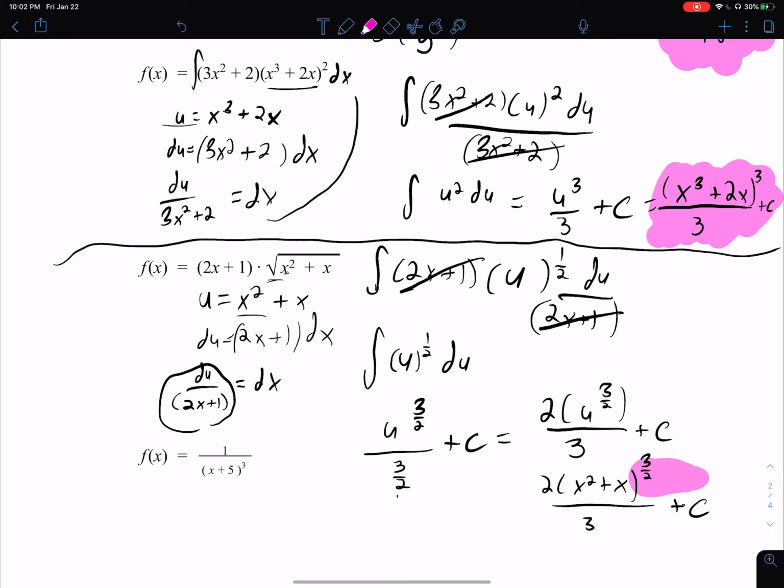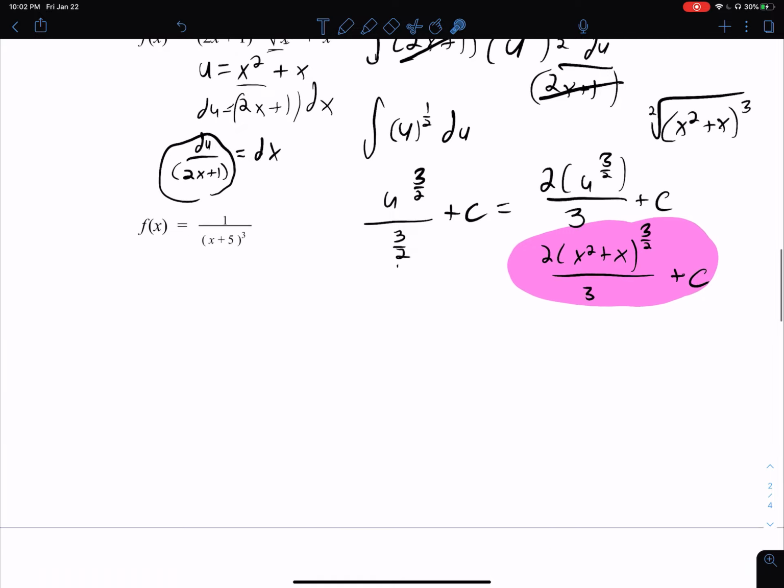Bam. And just a fun little reminder, it doesn't really matter for this problem. This is the same as the square root of x squared plus x to the 3rd power, because this is root 2, same thing. But you can leave it like that. That was just an algebra review.